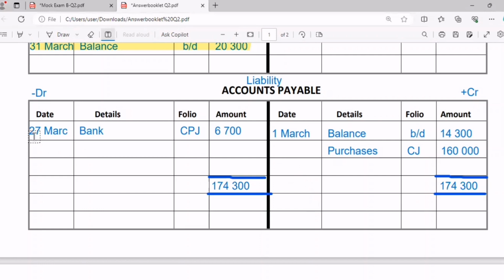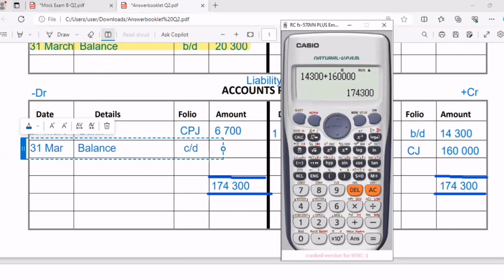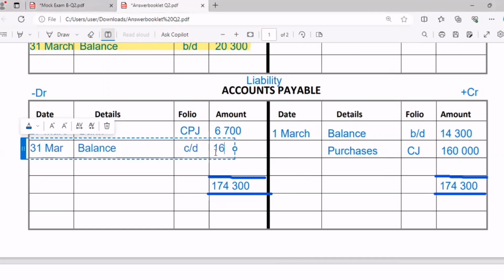So the debit side is short of how much? We're going to determine the balance carried down. This one is calculated as the balancing figure. Now you take the total of 174,300, you subtract 6.7. So the balancing figure is 167,600. So guys, this is the carried down, and we know the principle, the carried down must be disclosed on the opposite side as brought down.